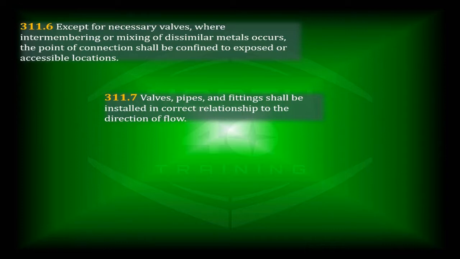311.7. Valves, pipes, and fittings shall be installed in correct relationship to the direction of flow. Again, not to beat it to death, but we're just talking about going from point A to point B. And for those of you guys that may be mechanical guys, oftentimes in our mechanical field, we don't have direction to flow. We're dealing with refrigerant piping and things like that, and those are just straight through pieces of copper and fittings. Well, when it comes to water piping, we do oftentimes have arrows that indicate direction of flow, and those have to be installed in a correct pattern to make everything work right.